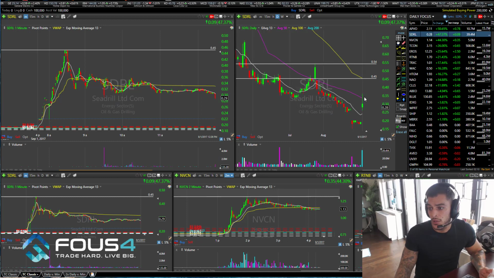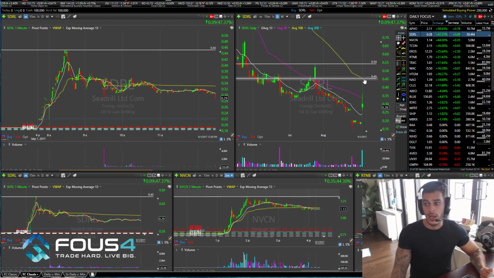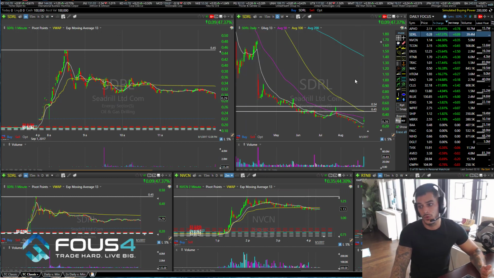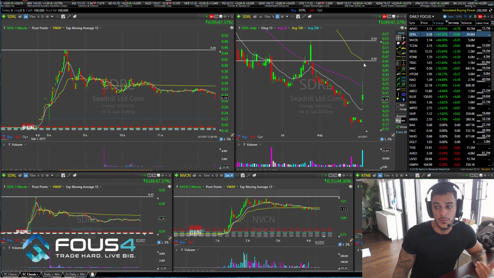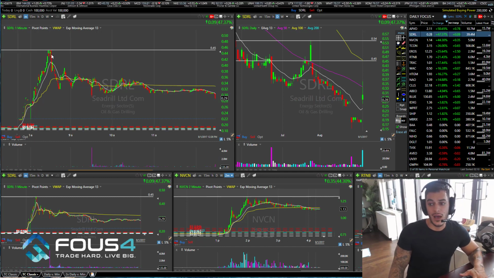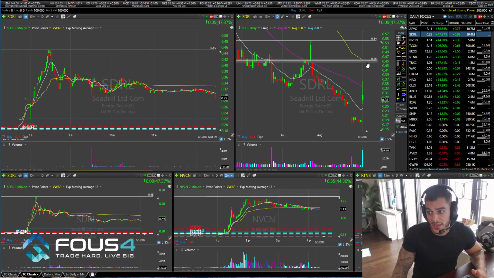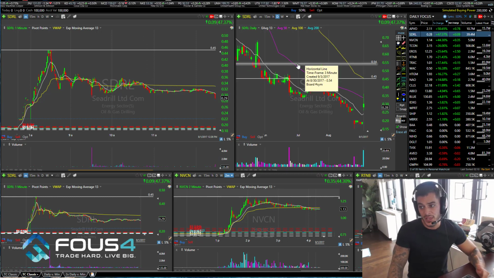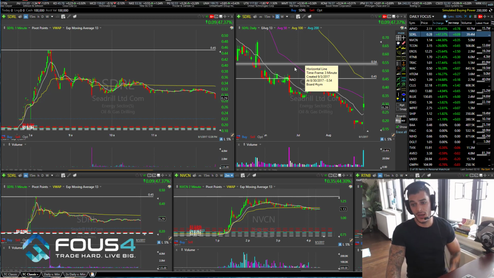So SDRL, you had the 50-day, which is this purple line, at about 34. You had the 100 at about 45. You had the 200 way up here at $1.40. Looking at this, the stock ended up peaking at about 45 cents, which was basically exactly the 100-day moving average. And you can also gauge some resistance in the 50 to 54 cent area.